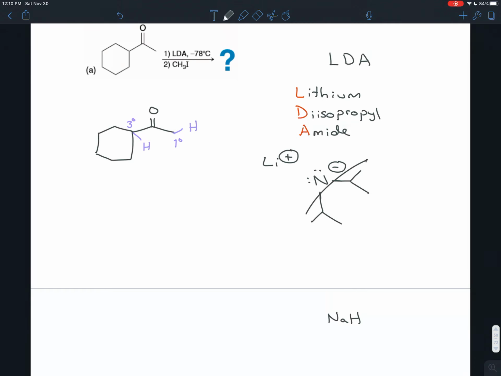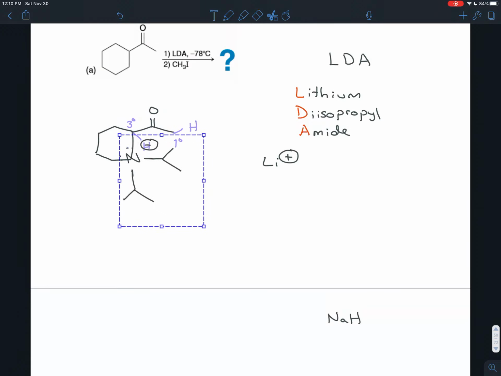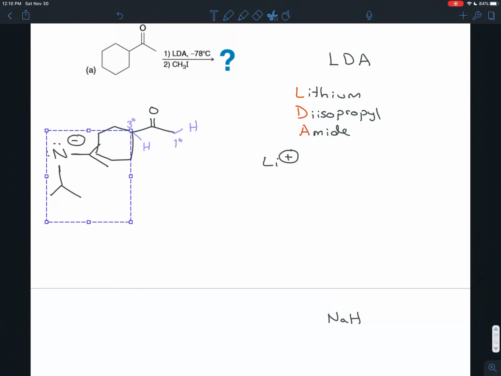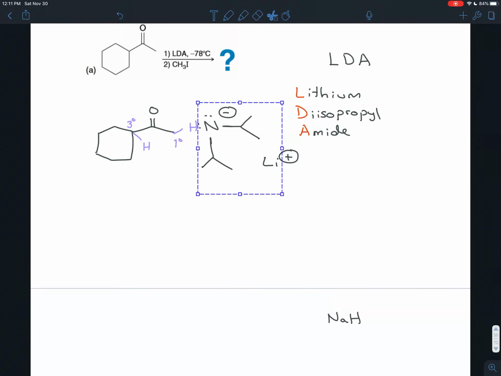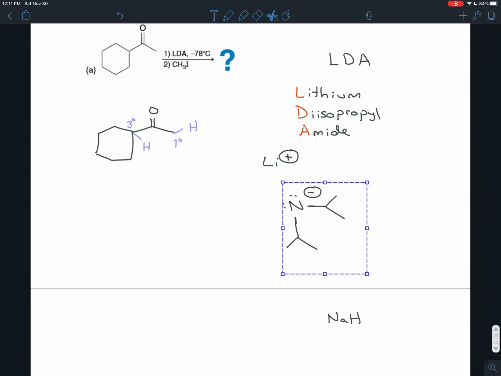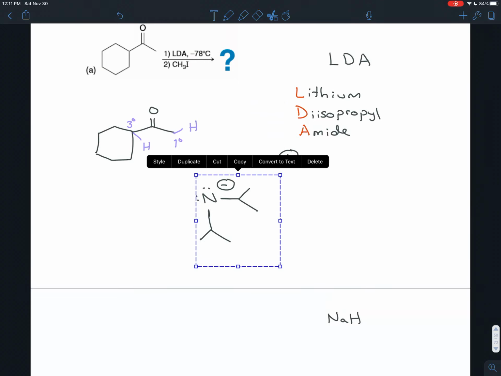LDA is a very crowded molecule, and so it will prefer less crowded hydrogens. It'll be hard for LDA to reach into this tertiary area. It tries to get there, and its big fat tails bump into the way, but it's easier for it to get to this hydrogen on the primary carbon. And so that's the one that it preferentially steals.